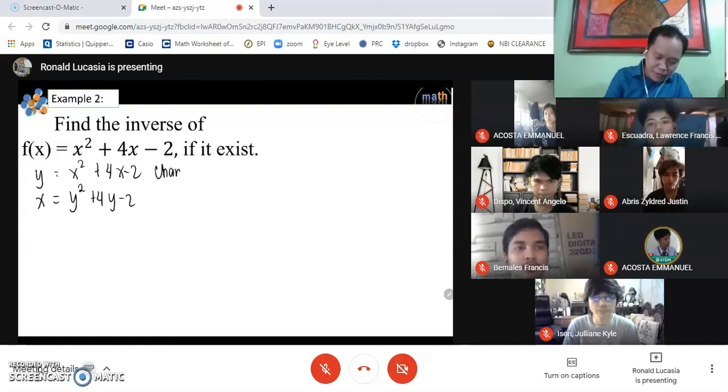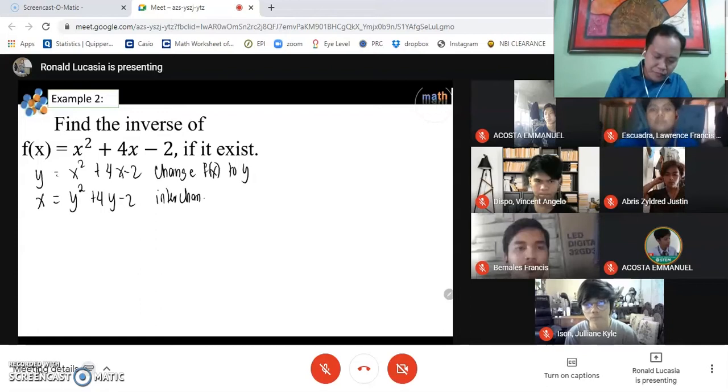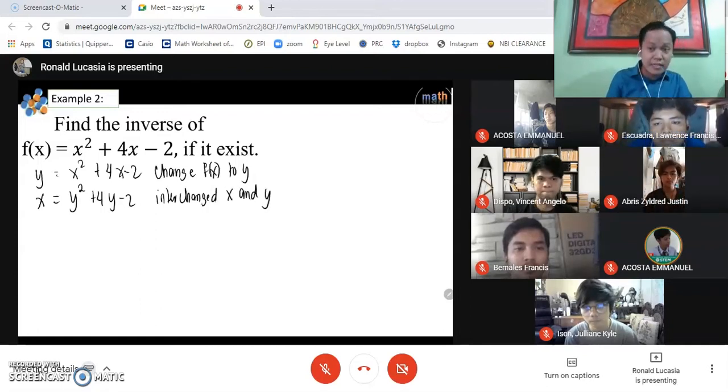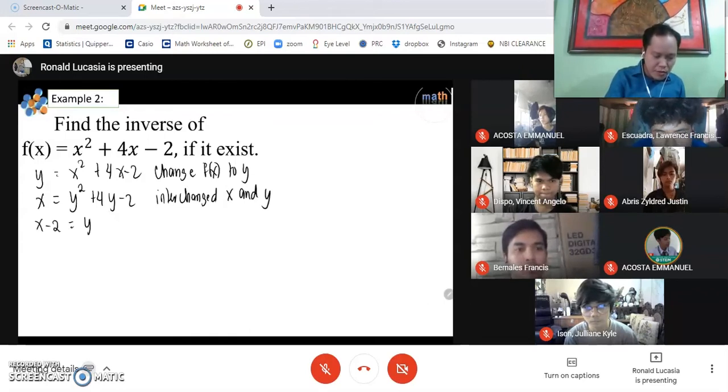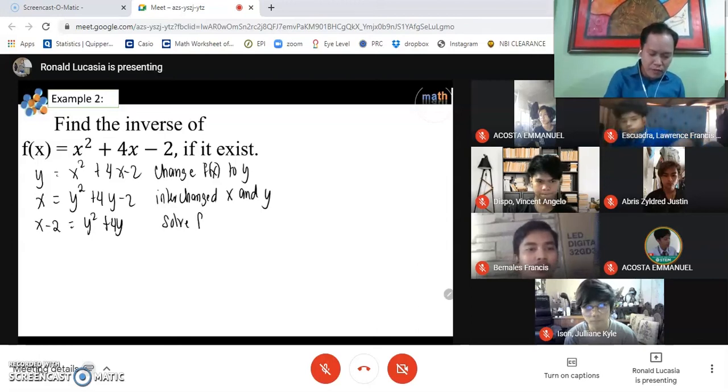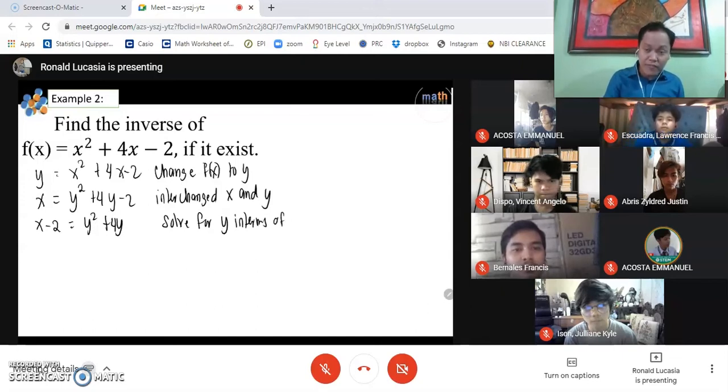I forgot to change f of x to y. And then interchange x and y. Then the third step is to solve for y in terms of x. So we have there x minus 2 equals y squared plus 4y. Solve for y in terms of x.